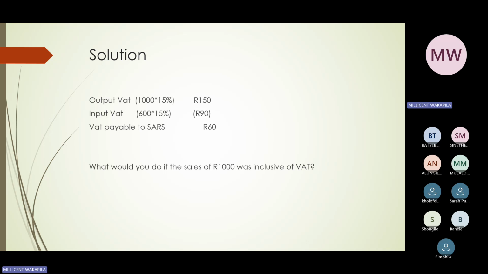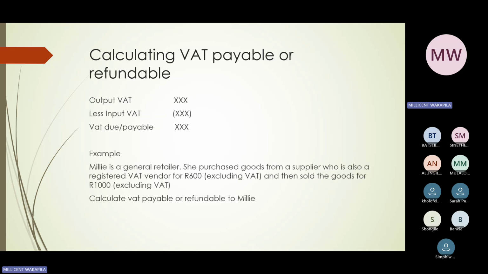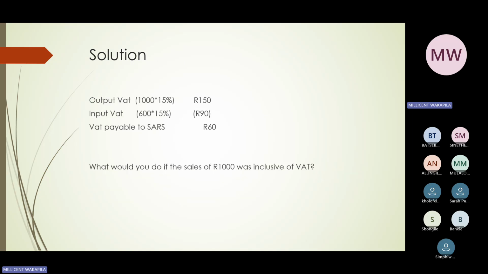Whenever in your assessment they say that all amounts are inclusive of VAT, the percentage that you use is 15 over 115. And when they say all amounts are exclusive of VAT, or they exclude VAT, like this question here, the percentage that you use is 15% or 15 over 100. Inclusive of VAT, 15 over 115; exclusive of VAT, 15%.